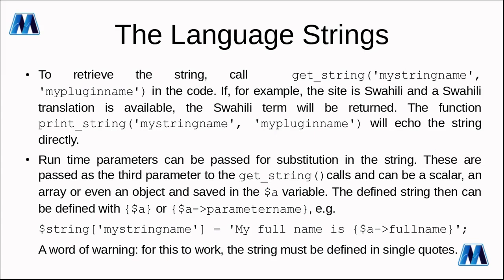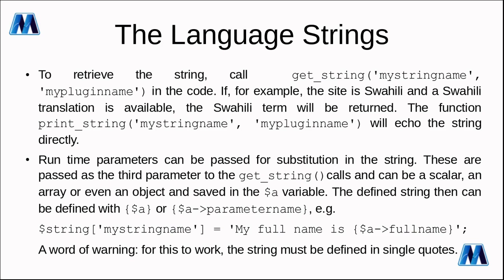So we'll talk a little bit more about the language strings. In your code, to retrieve a language string, you call the get_string function with your string name and your plugin name, your plugin's Frankenstein name in the code. So if, let's say, the site is in Swahili, then the code will look in the Swahili language file to get hold of the string.